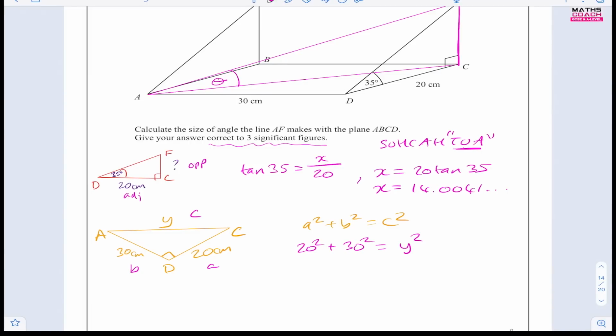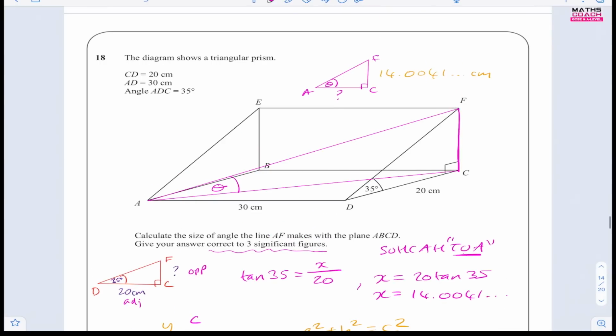And if you do 20 squared plus 30 squared, you'll get 1,300. So Y squared is 1,300. And if you do the square root of 1,300, you get Y is equal to 36.05551... Again, keep as many values as possible so that you don't lose any accuracy in your final answer. So we know that Y is 36.05551.